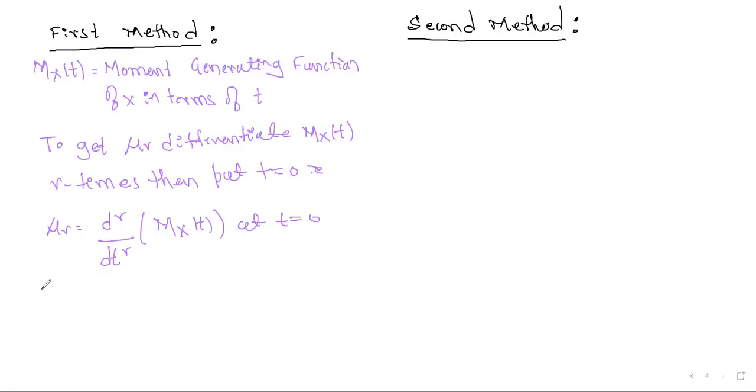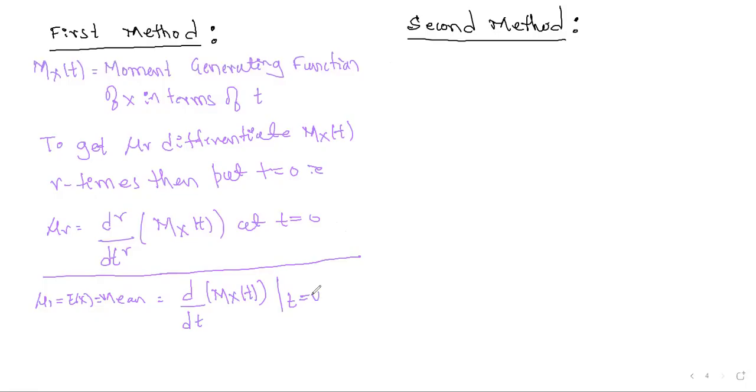This is the first method. It is a very simple method: differentiation and put t equal to 0. How many times you want to differentiate is equivalent to the rth value. Say for example, suppose you want mu 1. Mu 1 is our expected value, which is the mean. How to get mu 1? Differentiate with respect to t of Mx of t and put t equal to 0.